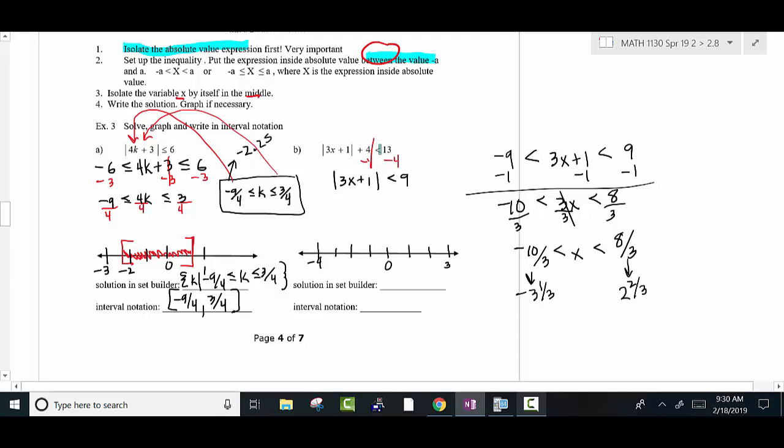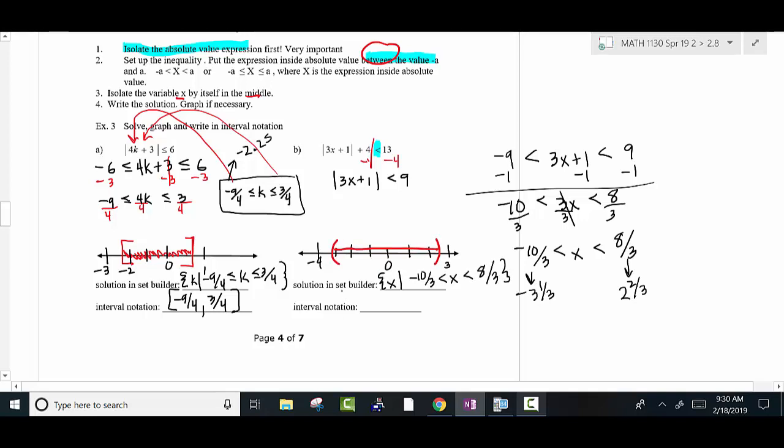Okay, on this problem, am I going to use parentheses or brackets? Because I have just a less than. So what does that tell you? Parentheses. Use brackets if there's less than or equal to. So this is going to go like this. Estimate where 2 2/3 is, and then estimate where negative 3 1/3 is. Then just shade in the middle like that, and that would be your graphical solution. For set builder notation, you would just say set of x, because x is our variable, and then you would just say negative 10 thirds less than x less than 8 thirds.